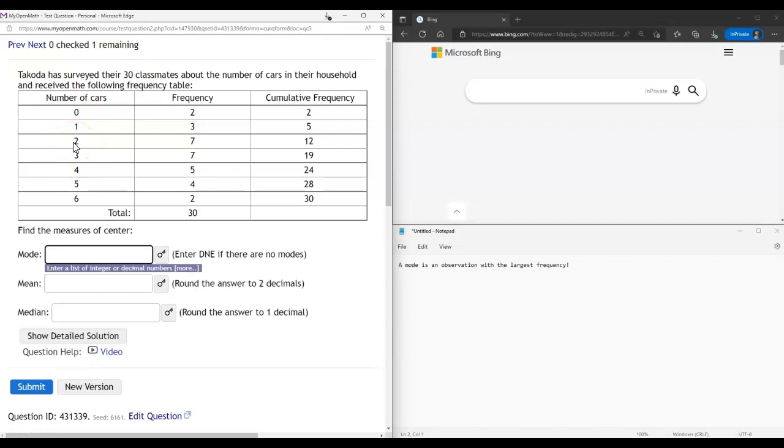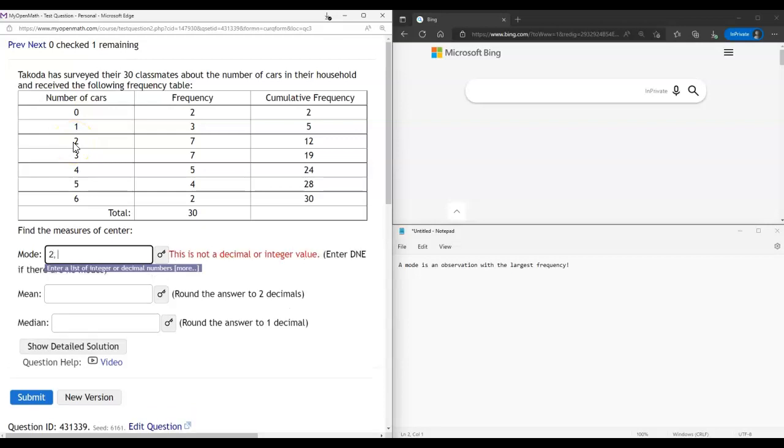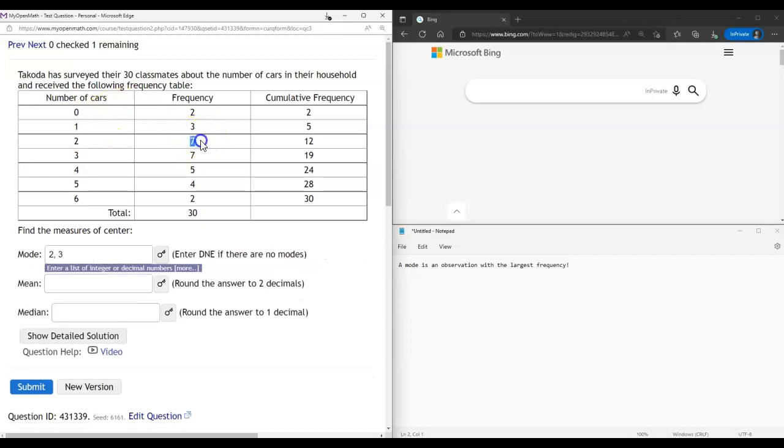So we're going to enter the modes separated with a comma. So 2, 3. The largest frequency is 7, and these are the modes, because a mode is an observation with the largest frequency. The only time we're not going to have modes is when all frequencies are the same. That's when we say no modes.